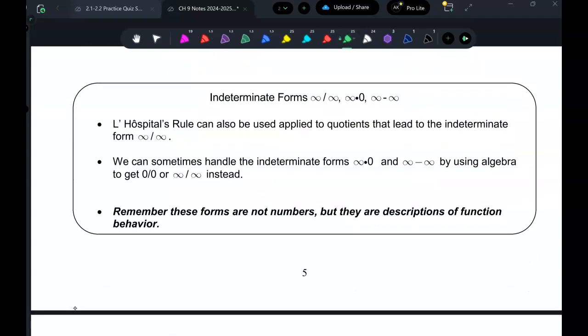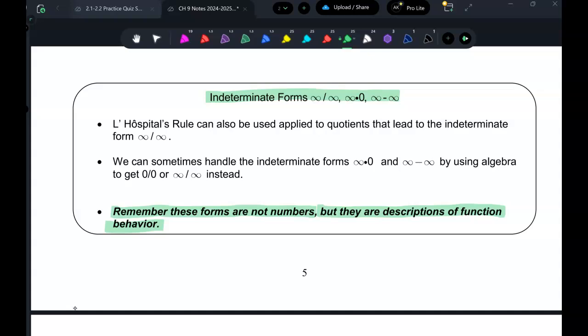Okay. The third time, so we have done infinity over infinity. We will now look at infinity times 0, infinity minus infinity. Now, as I just mentioned, infinity is not a real number. It's end behavior. It's an idea. It's a movement. That's what I put in bold here. Just remember, these are not numbers. They're descriptions of a function's behavior.